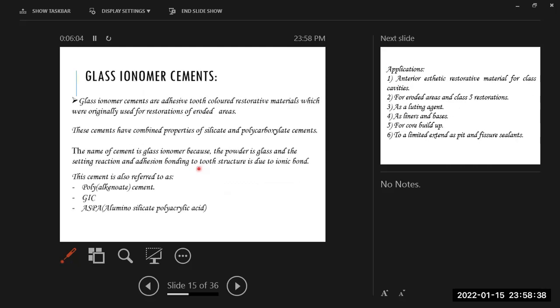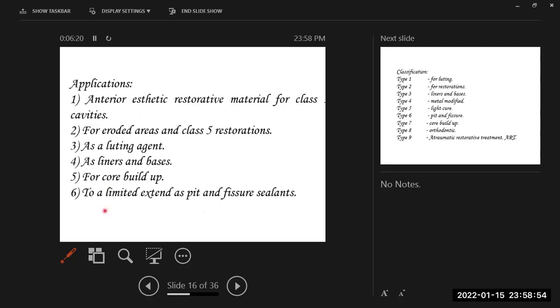And now when we come to the glass ionomer cements, they have chemical adhesion to tooth structure. You can also refer to the glass ionomer cement as polyalkenoate cement, GIC, or aluminosilicate polyacrylate. The main application is in anterior aesthetic restorative material. Then for eroded areas, you can use it as a luting agent, as liners and bases, for core build-up, and also as a pit and fissure sealant.